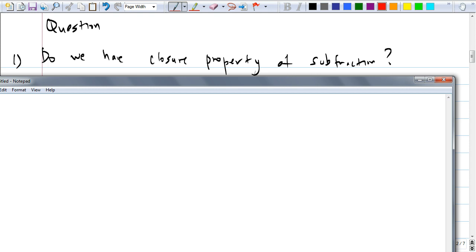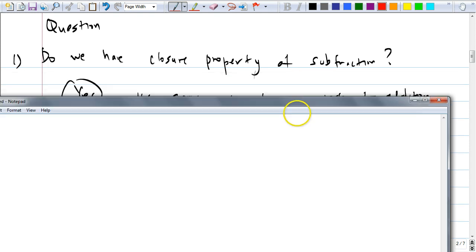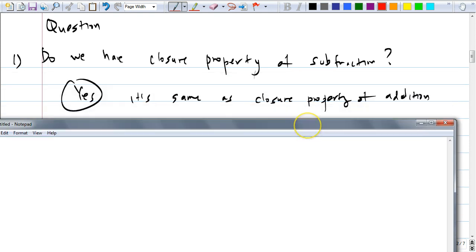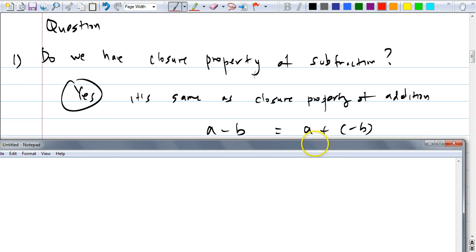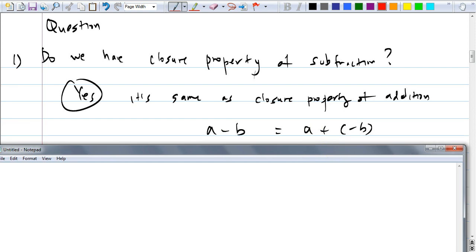Guess what? We actually have closure property of subtraction, but we don't call it a closure property of subtraction. Does anybody know what we call this? Exactly. We actually call it a closure property of addition. Do you know why? Because when you're subtracting two numbers, what are you really doing? Adding the opposite, right? So that's why we don't include this one. When you're subtracting two numbers, you're adding the opposite of that number. And isn't that the same thing as closure property of addition? Do you guys see what I'm trying to say?